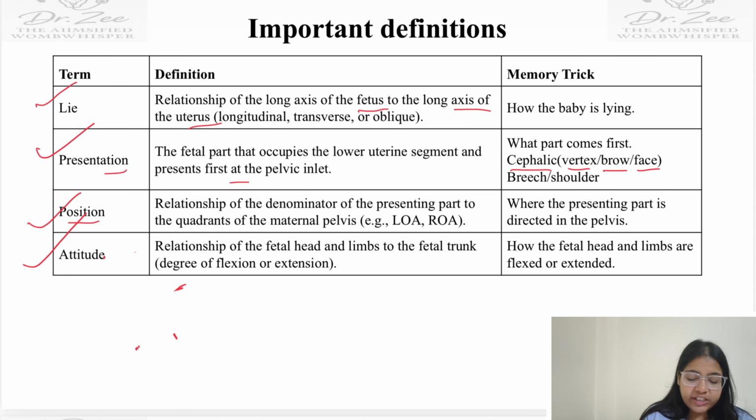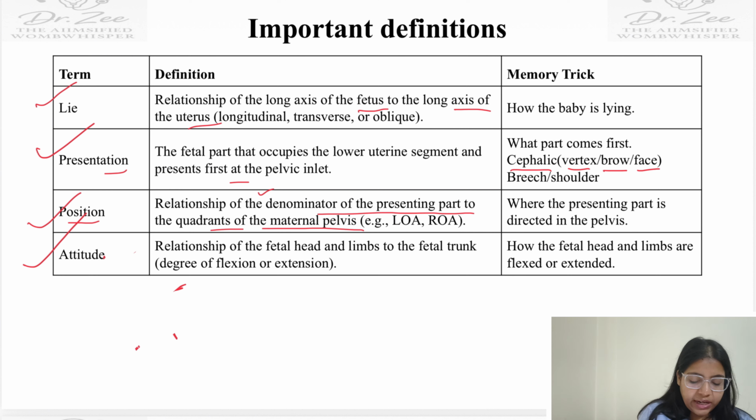Now, what do you mean by position? It is the relationship of the denominator of the presenting part to the quadrant of the maternal pelvis. Okay, so suppose it is cephalic presentation or vertex presentation, the position is determined by the denominator of the presenting part. So for vertex presentation, the denominator is occiput. So how is the occiput in relation to the quadrant of the maternal pelvis? If the occiput is in the anterior part of the pelvis and on the left side, it is left occipito-anterior, or on the right side, that is right occipito-anterior. Okay, so position is that.